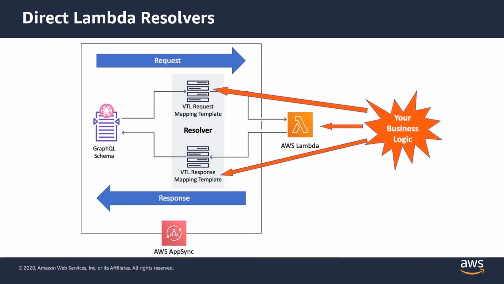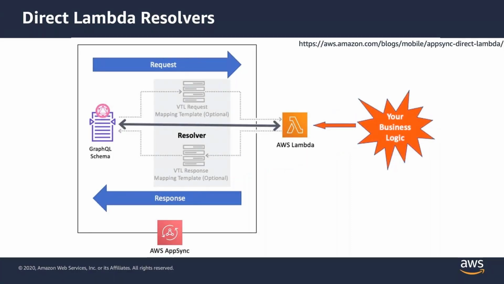AppSync leverages VTL or Apache Velocity templates to provide a lean and fast compute runtime layer to resolve GraphQL queries or fields. It uses VTL to translate GraphQL requests from clients into a request to your data source as well as the response.